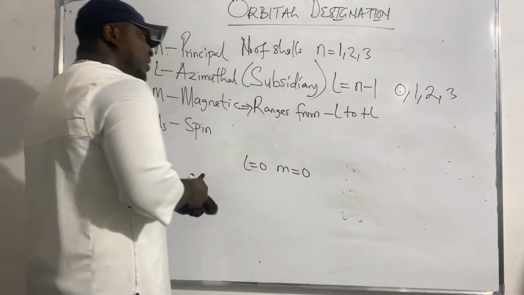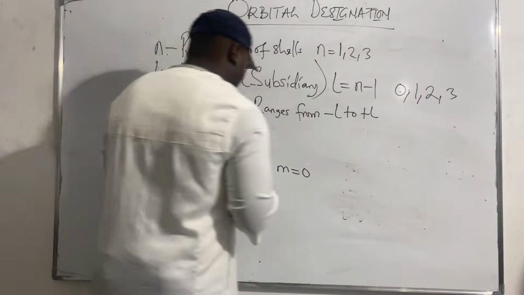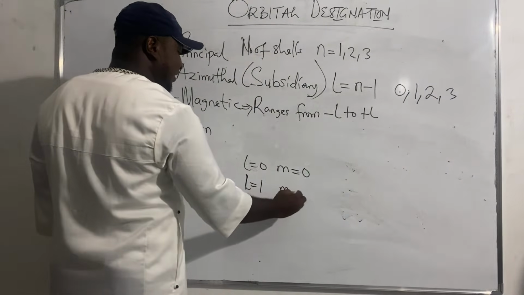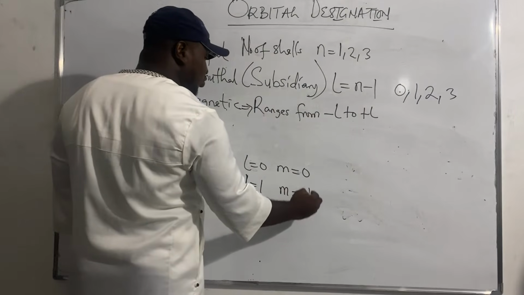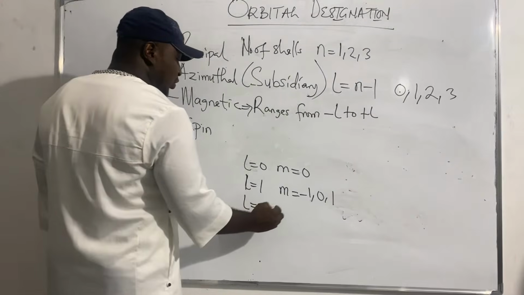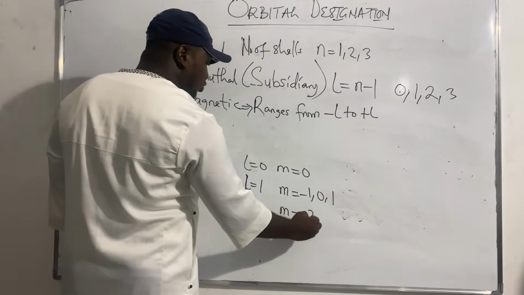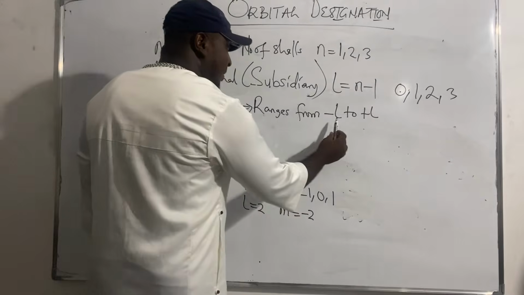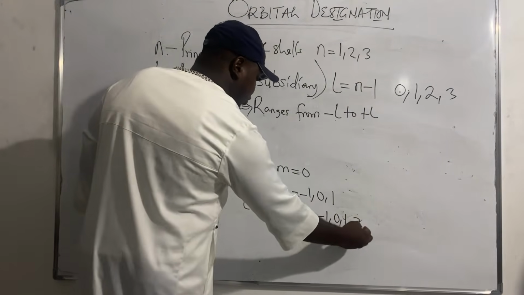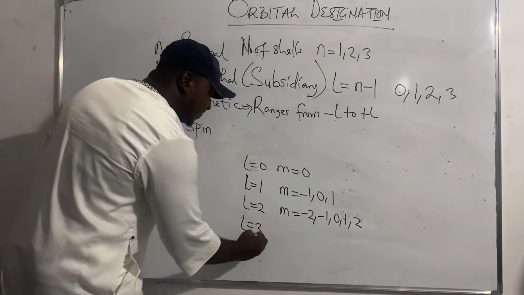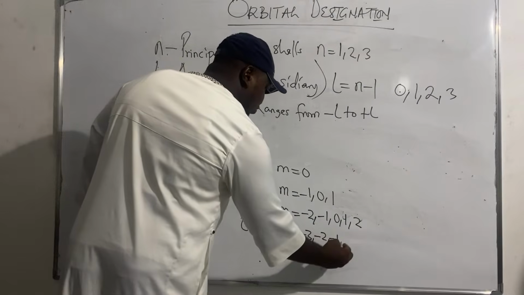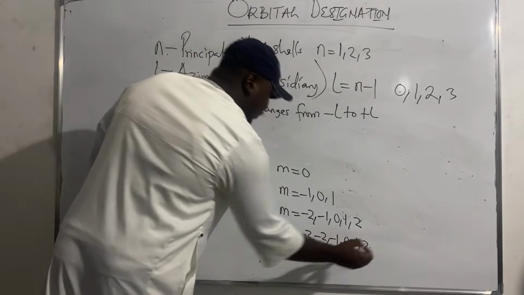But class, when your azimuthal is 1, your magnetic ranges over all numbers between minus 1, 0, and 1. When your azimuthal is 2, your magnetic ranges over all numbers from minus 2 to positive 2. Remember, minus L to plus L. So minus 2, minus 1, 0, 1, 2. When your azimuthal is 3, your magnetic is minus 3, minus 2, minus 1, 0, 1, 2, and 3.